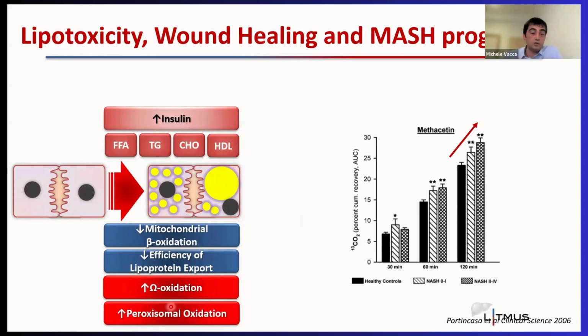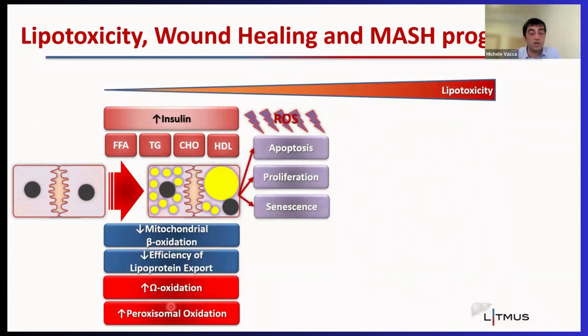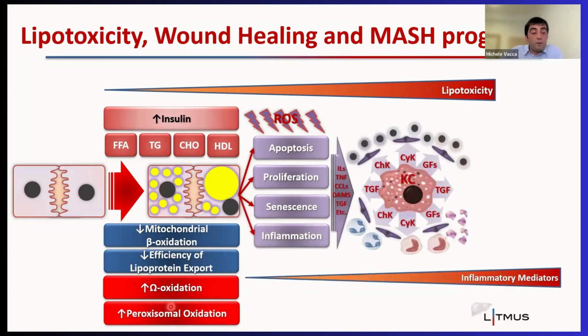But on the other side, they also produce a lot of reactive oxygen species that will lead to lipotoxicity, apoptosis, compensatory hepatocyte proliferation, senescence that will worsen this vicious metabolic cycle, and also the production of multiple pro-inflammatory mediators that will prime the Kupffer cells to produce different cytokines, chemokines, and growth factors that will attract from the bloodstream additional inflammatory cell types.